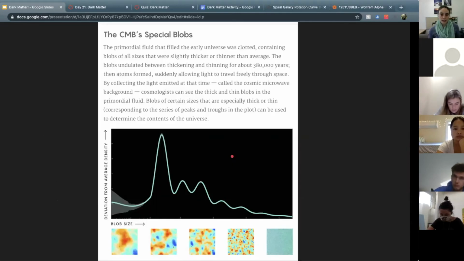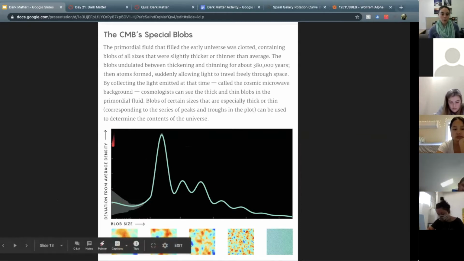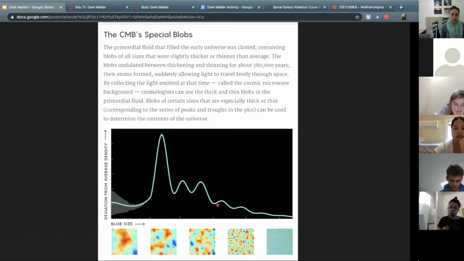So the big idea is that we can look at the size of the blob, we can plot the number of blobs of a certain size, which is what this y-axis is, versus the size of the blob, with these being smaller blobs, these being bigger blobs. And the shape of this curve tells us what the composition of the universe must be.